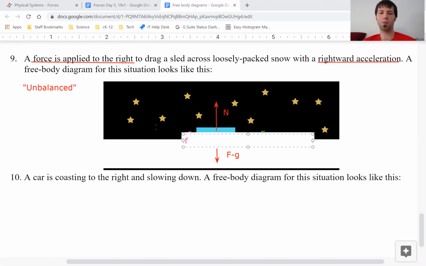There we go. So it's still accelerating to the right because my force to the right is much bigger than my frictional force to the left. Okay, now number 10 is probably by far the hardest, so I'm kind of glad that we were able to make it to number 10.